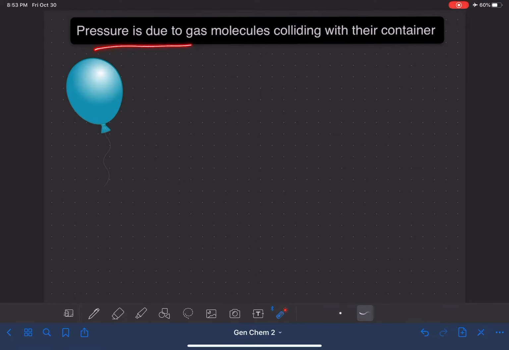The pressure of a gas is the result of the molecules of gas colliding with the inside of their container. For example, consider this balloon full of gas molecules. The gas molecules are rapidly moving around inside the balloon, and they are constantly striking the inside of the wall of the balloon. These collisions are what we refer to as pressure.